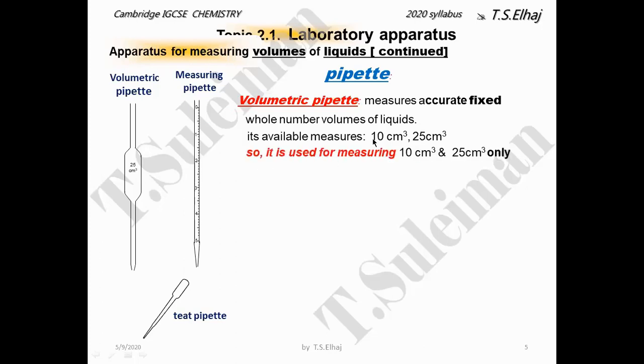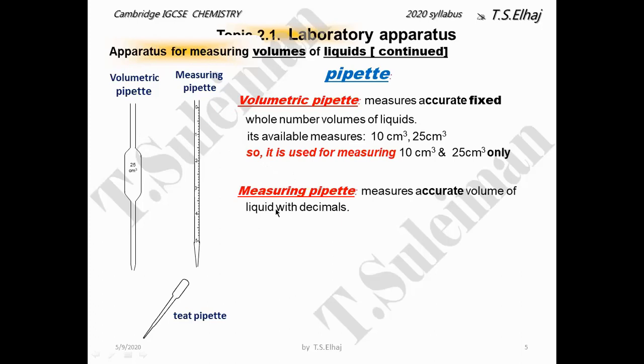So because it measures the volume that is labeled on it, it is used for measuring fixed volumes, like 10 centimeter cube and 20 centimeter cube only. We cannot measure with the volumetric pipette, for example, 24.5, because it doesn't have graduation.